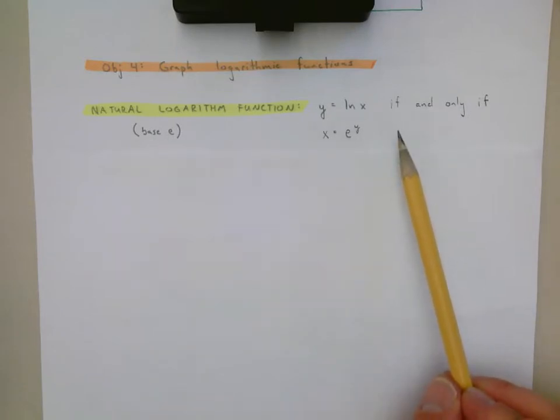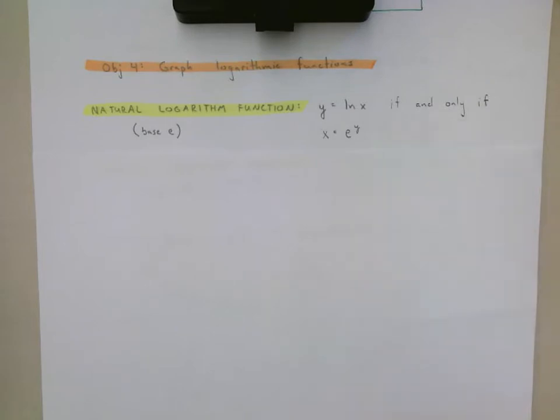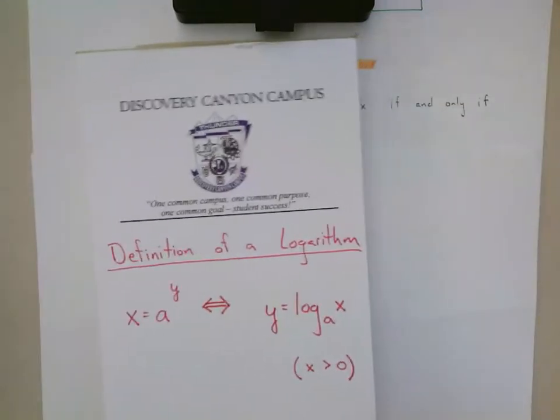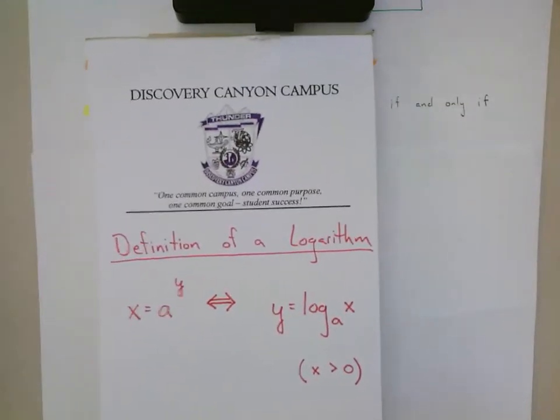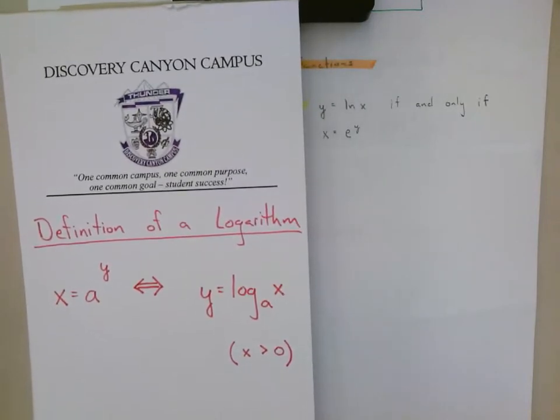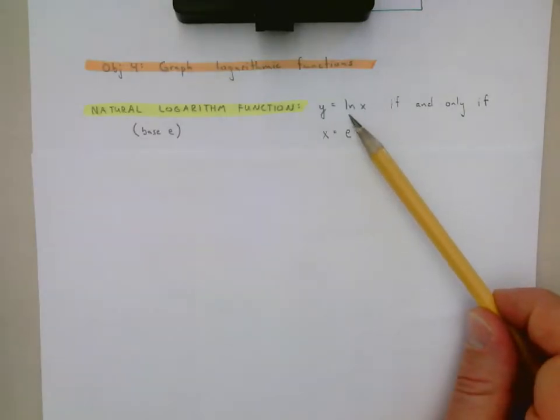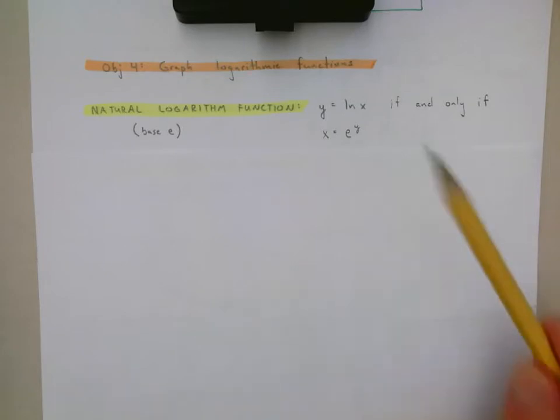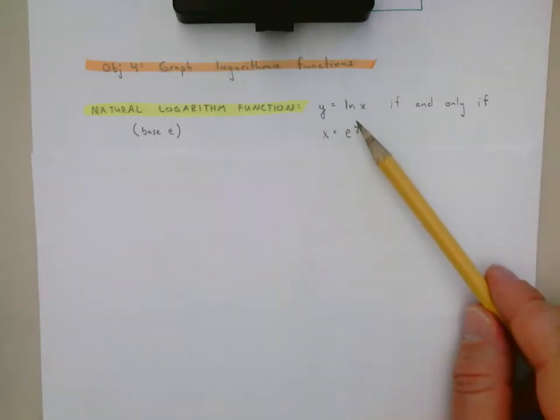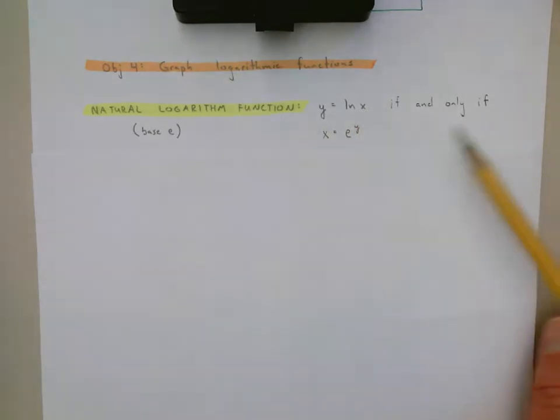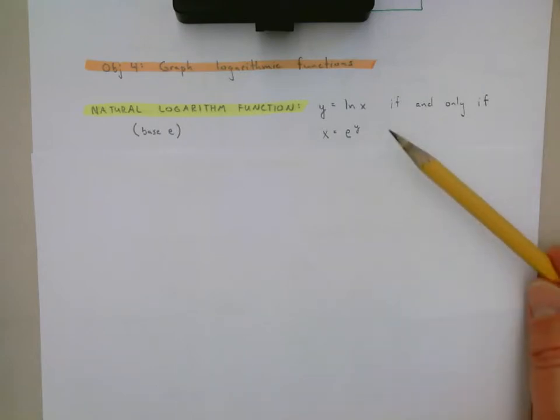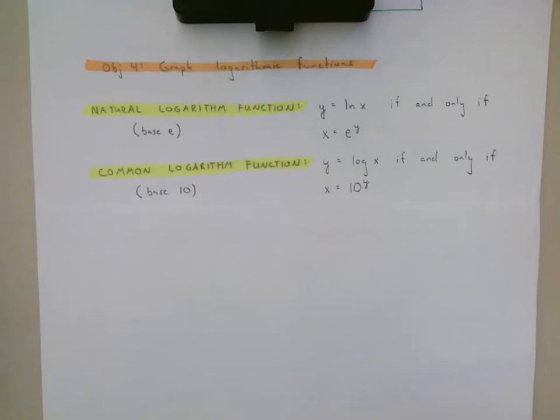Over here, you see that I've got the definition of logarithm that I showed you a moment ago, rewritten where the base is e. So this was our definition, where I had an arbitrary base a. Now it's rewritten with a base e. If you see the ln notation, we don't actually read that as ln, we read that as the natural logarithm. So y is equal to the natural logarithm of x if and only if x equals e to the y power.